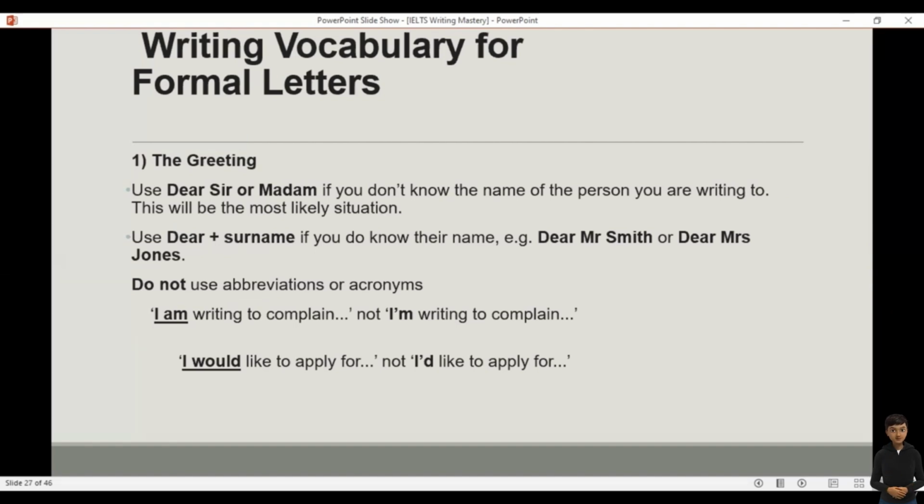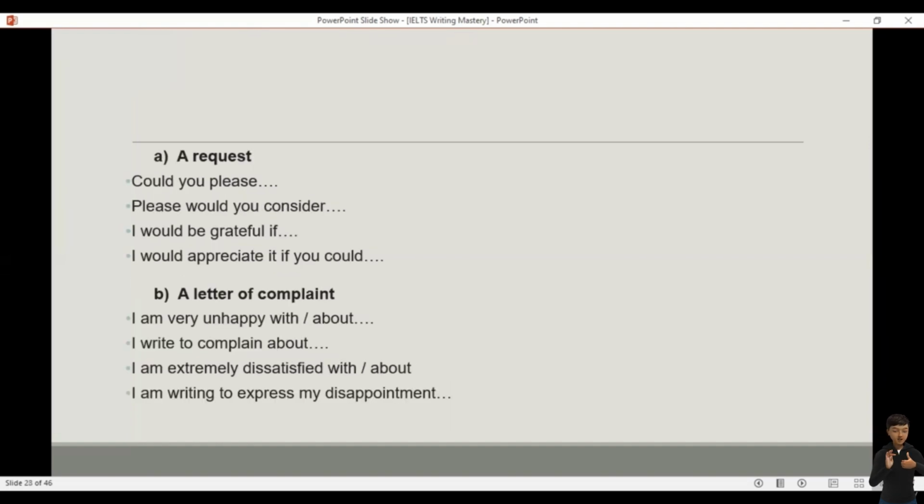First of all, we have the greetings. Use dear sir or madam if you don't know the name of the person you are writing to. This will be the most likely situation. Use dear plus surname if you do know their name, like dear Mr. Smith, dear Mrs. Jones. Do not abbreviate or use contractions. I'm writing to complain: this is wrong for a formal letter. For a formal letter, you should not abbreviate I am. You have to write it appropriately, like I am, I would like to apply for. So that's all about how you will start.